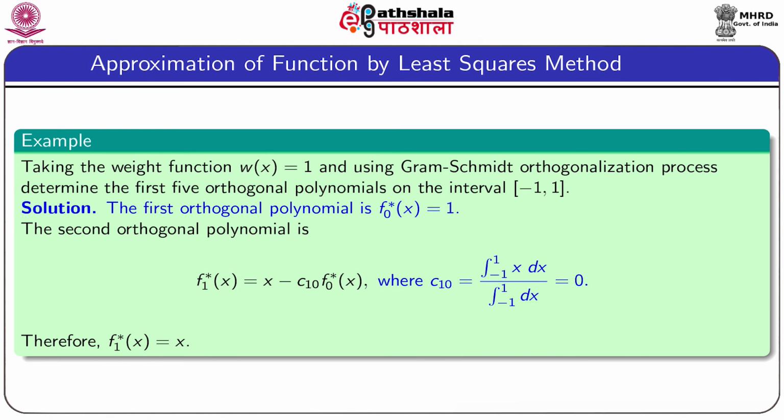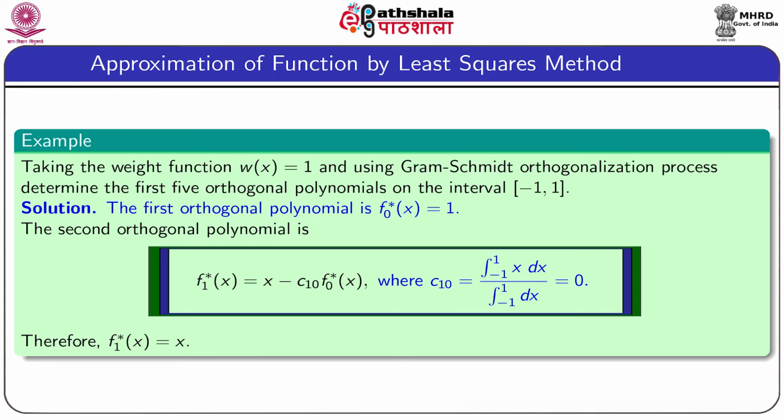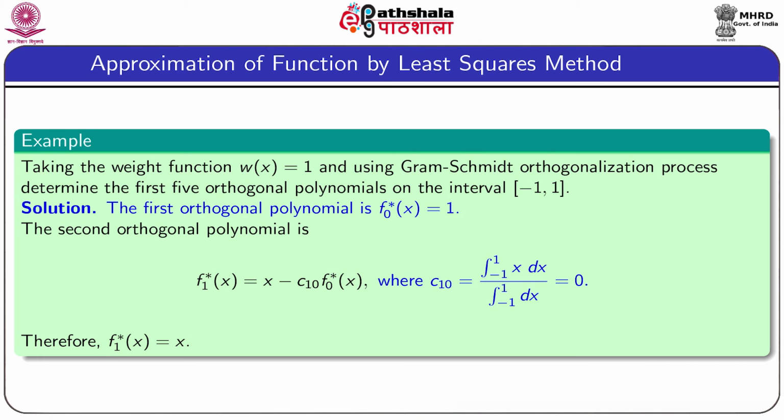The second orthogonal polynomial is f1*(x) equal to x minus c10 f0*(x), where c10 is equal to integration from minus 1 to 1 of x dx, whole divided by integration from minus 1 to 1 of dx, which is equal to 0 because the integrand in the numerator is an odd function. So, its integration is 0. Thus, f1*(x) equal to x, because c10 is 0, and only the first term remains.